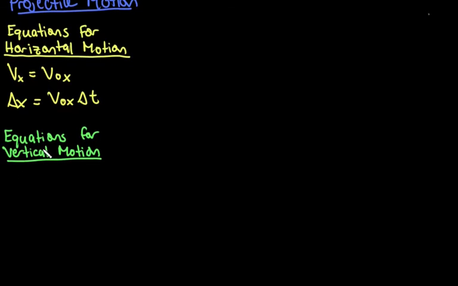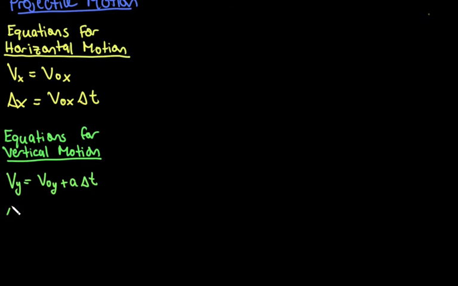Now when it comes to vertical motion, we have a couple of formulas that we will use, and these ones are based on accelerated motion. So the first one is our final velocity in the y is equal to the initial velocity in the y plus your acceleration times time. Now it's important to note that the time for both horizontal and vertical motion is the same. The time is the same, so you can use the same time for both of these types of motion.